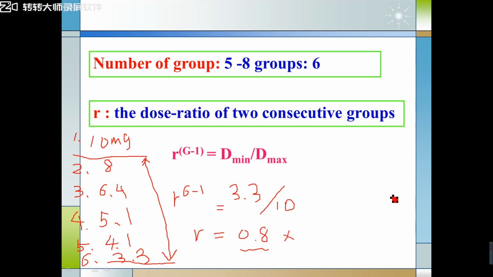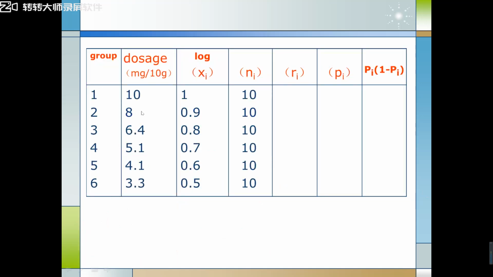Okay. The second step in the Karber method to test LD50 is grouping: to determine the group interval, the number of groups, and the dose ratio of two consecutive groups. And we obtain that different groups have different drug doses.